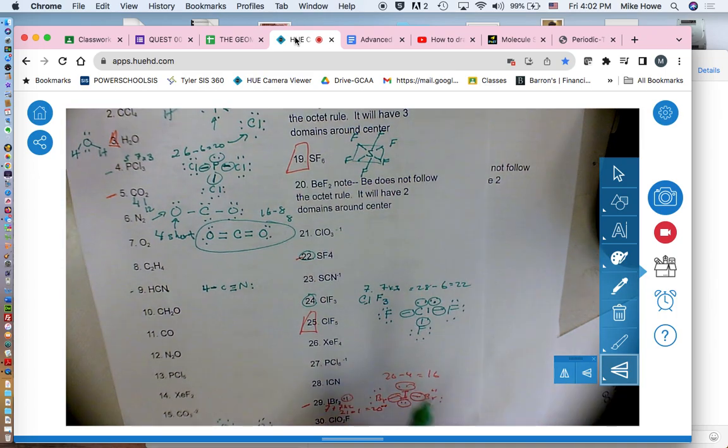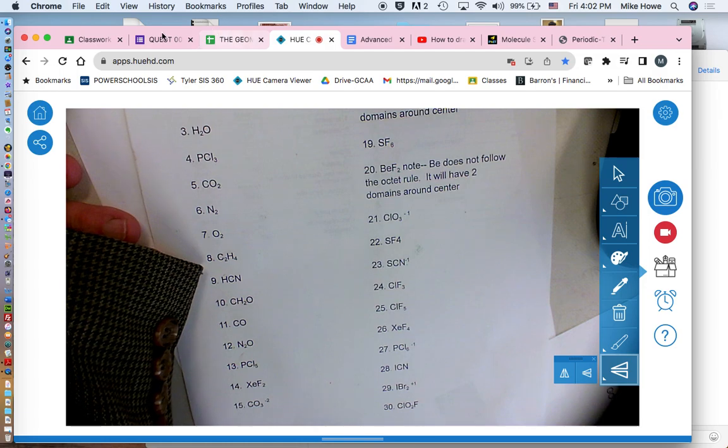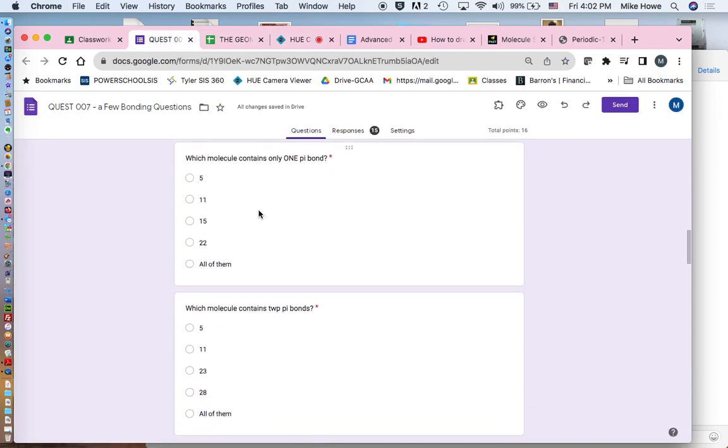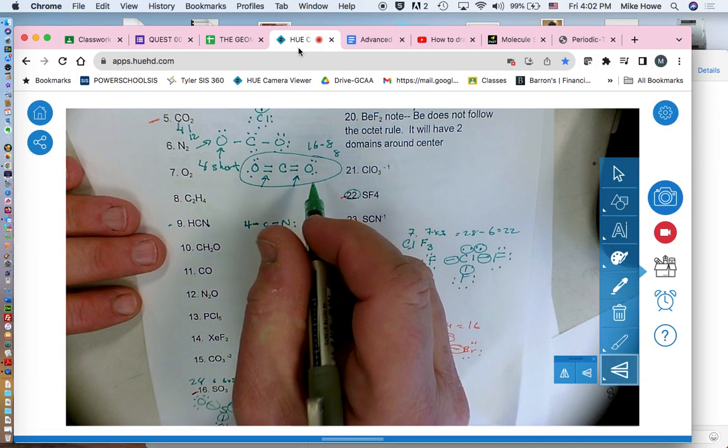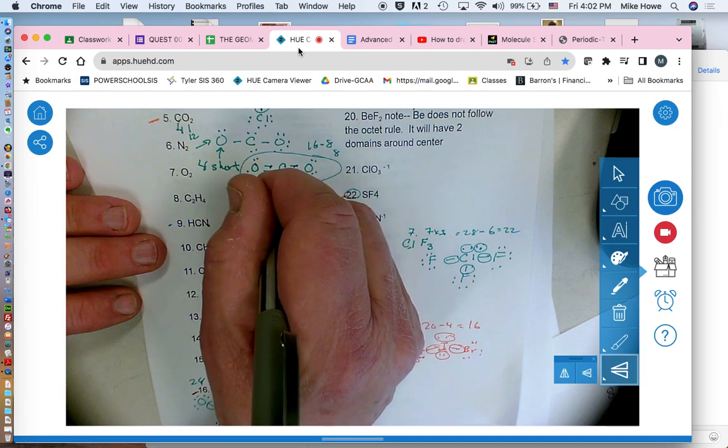All right. Change papers, clean it up a little bit. Okay, next question. Which molecule has only 1 pi bond? Well, let's take a quick look at something I've already drawn. We'll come back to the messy one. This guy has 2 double bonds. Every double bond includes a sigma and a pi bond. So sigma pi, sigma pi.